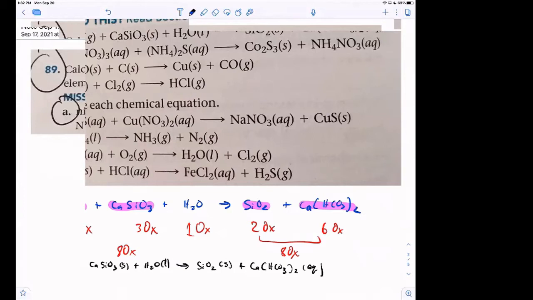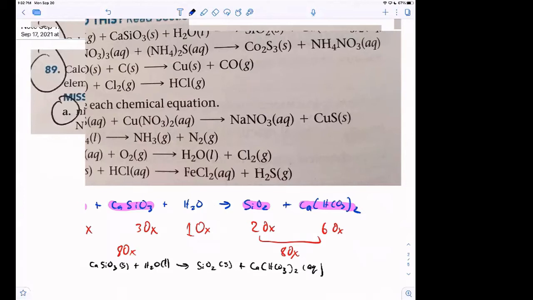Then I look at the carbons and balancing out the carbons. There's 1 molecule with carbon in it on the left. It's carbon dioxide. But on the right, calcium bicarbonate has 2 carbons in it. So I've got to double the amount of carbon dioxide to make that balanced. Then I look at the hydrogen balance, and the hydrogens are already balanced. And then I look at the oxygens, and by doubling the carbon dioxide, I actually did balance the oxygens.